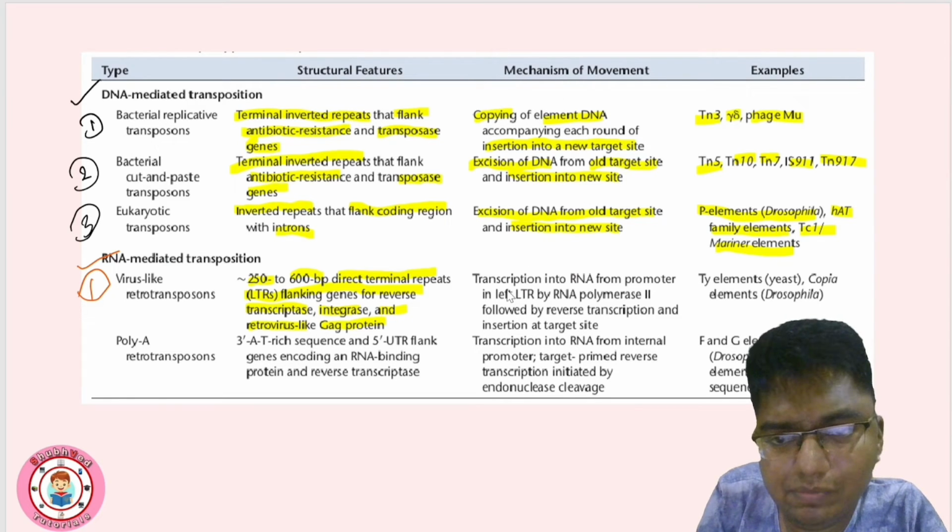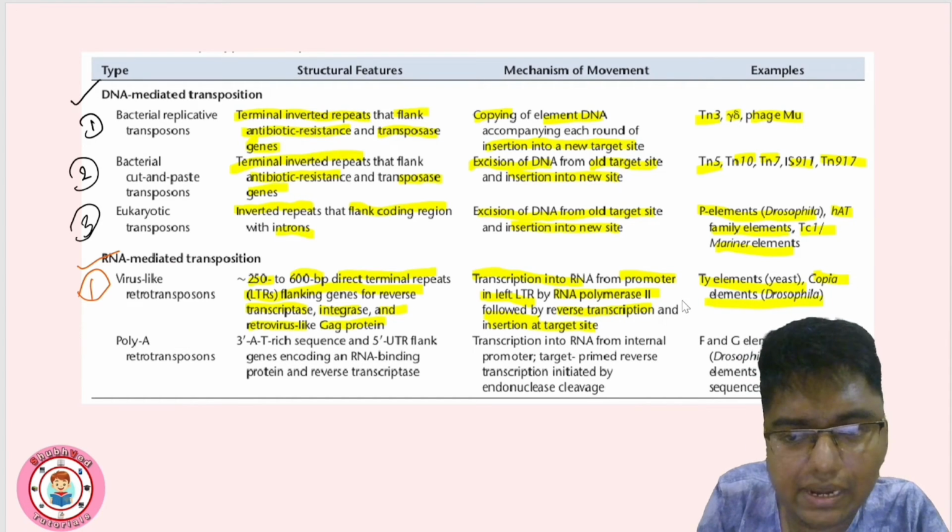The mechanism of movement is transcription into RNA from a promoter. Transcription takes place in the left LTR by RNA polymerase II, followed by reverse transcription. First of all RNA is synthesized, then from that RNA, DNA is synthesized. First RNA, then cDNA, and insertion at the target site. Here are the Ty elements in yeast, and copia elements in Drosophila. Ty elements means transposon in yeast.